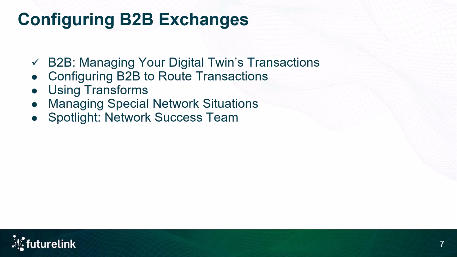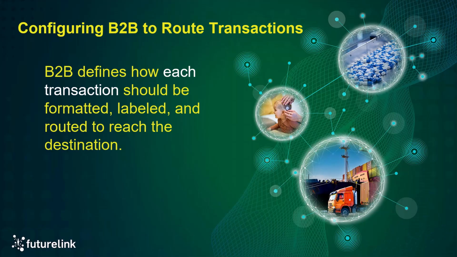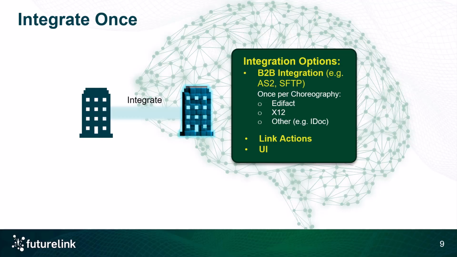Let's now take a look at configuring B2B to route transactions. B2B defines how each transaction should be formatted, labeled, and routed to reach the destination. You may have heard of the integrate once concept. When you integrate once, you basically enable your digital twin. This can be done through B2B integration, for example AS2 or SFTP, API integration called TraceLink's Link Actions, or the UI. We're not going to go deep into the other integrations. Just know that there are tools in TraceLink that allow you to do this.